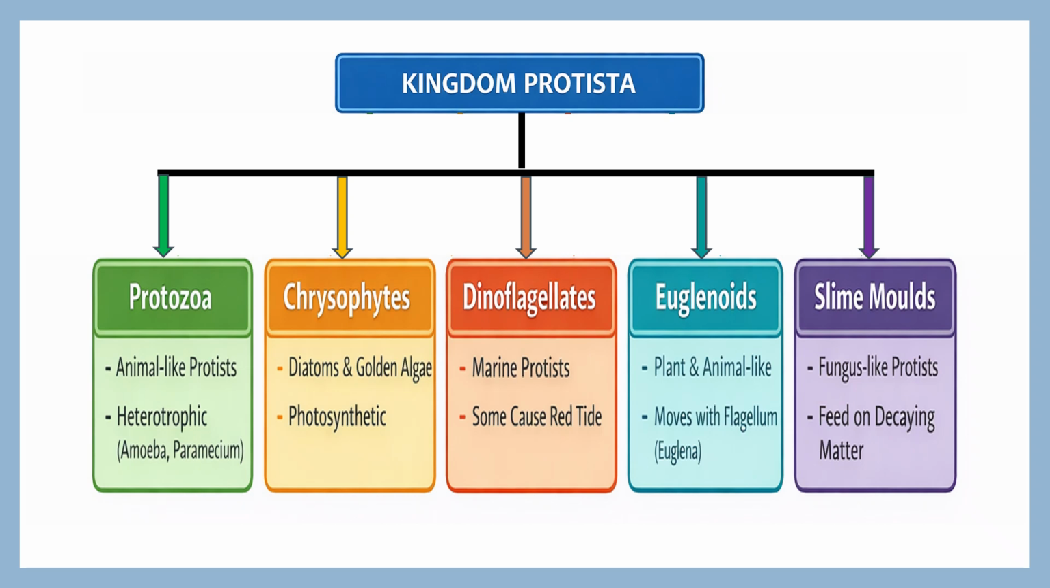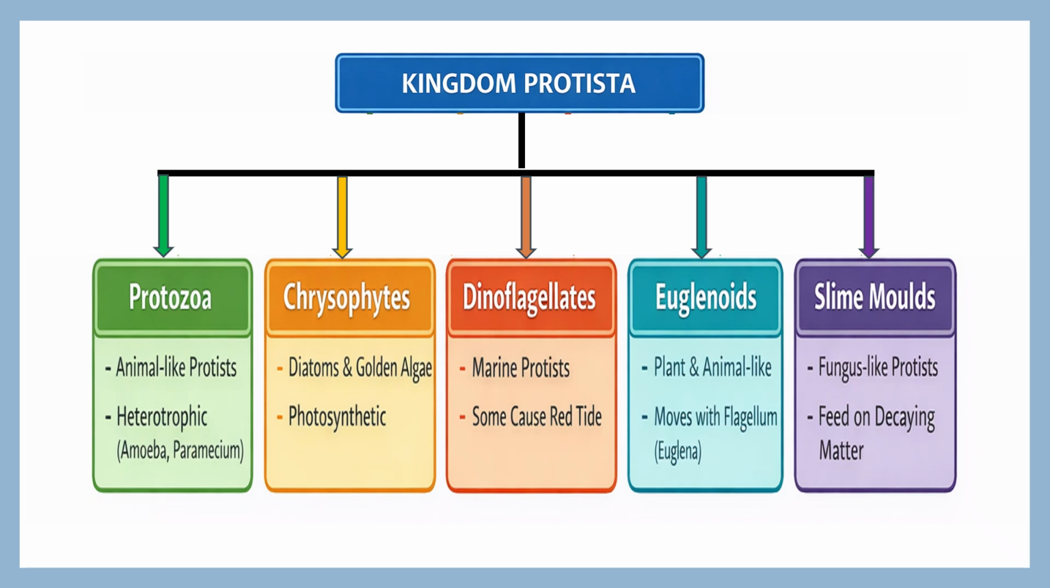Coming to the chrysophytes category, it includes diatoms and golden algae, which are completely photosynthetic in nature. Dinoflagellates are a marine type of protist category. Sometimes they are known for causing the red tide in the oceans.